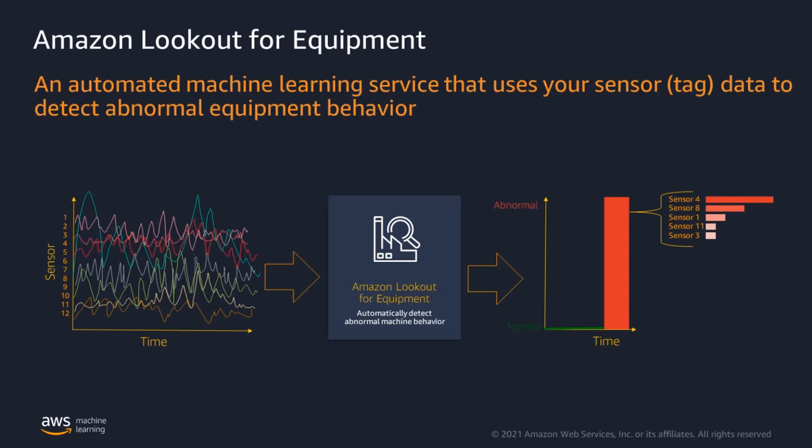Lookout for Equipment is an automated machine learning service that uses your sensor data to detect abnormal equipment behavior. So in that first mess of a bunch of time series that we saw, now you can take all of that data and bring it all into Lookout for Equipment, and we will use our approach towards modeling the behavior of that equipment. We can tell you exactly what's normal and when normal behavior is happening in that asset, and alert to any abnormality in the behavior of a specific asset.